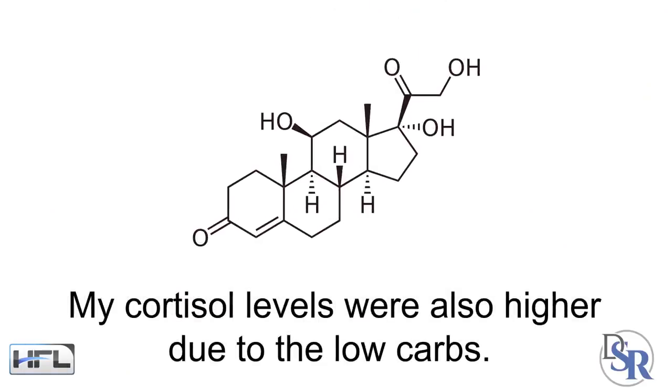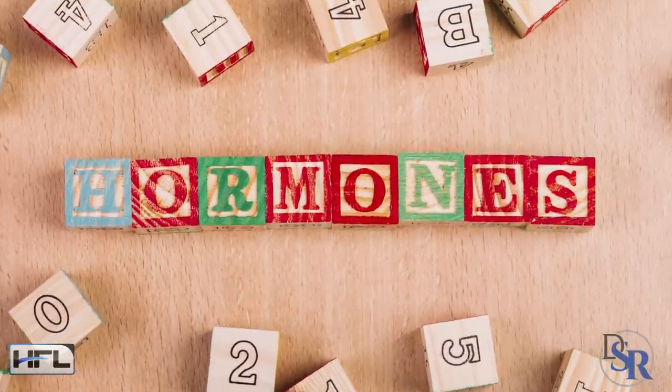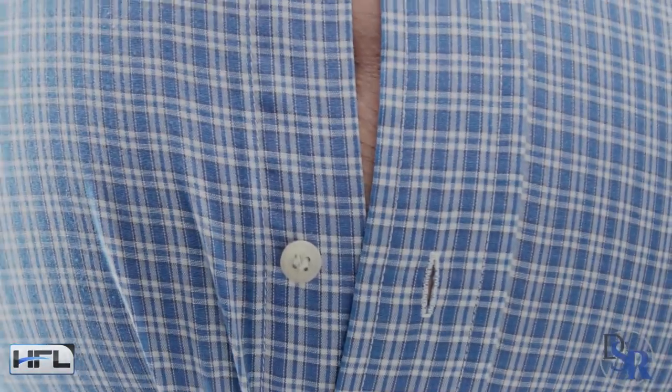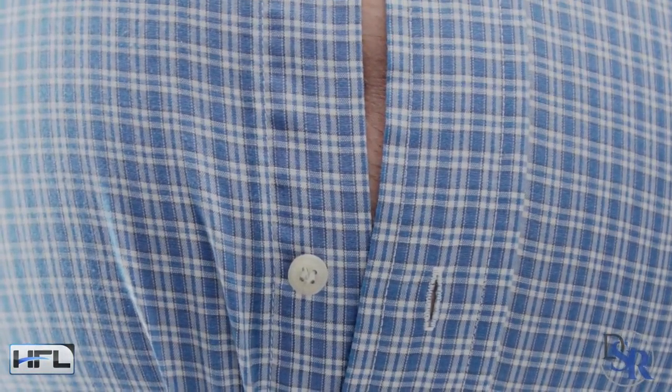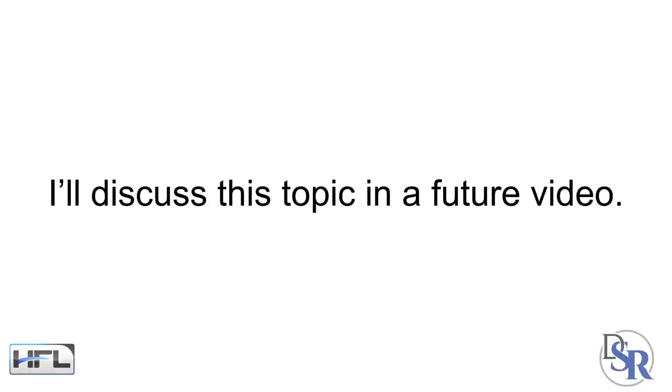Additionally, my cortisol levels were higher due to lower carbohydrates. Cortisol is a catabolic hormone. It's a powerful stress hormone that actually causes muscle loss and increase in belly fat. It can be a really bad hormone, and I'll discuss that topic in a future video.